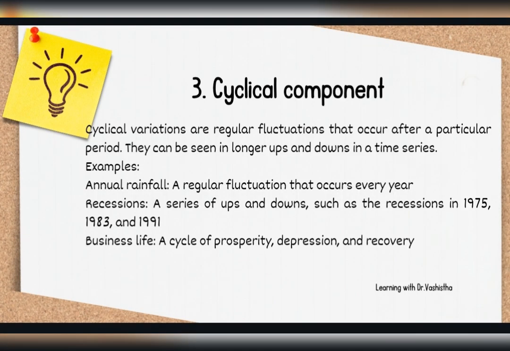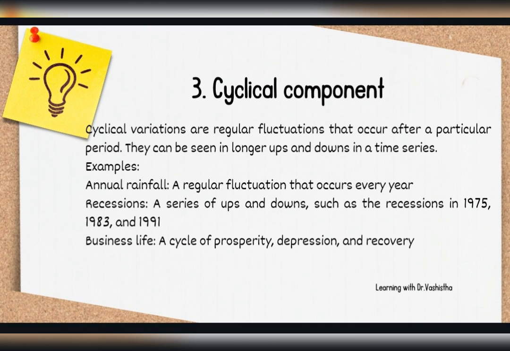The third component is the cyclical component. Why is it called cyclical? Because here the pattern repeats itself after a fixed period of time. The cyclical variations are a kind of regular fluctuation, and they occur after a particular period of time. They can be seen as longer ups and downs in a time series also.